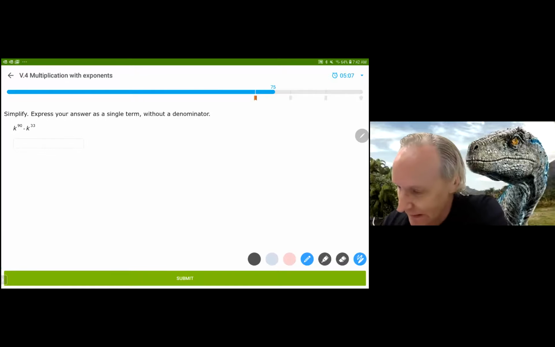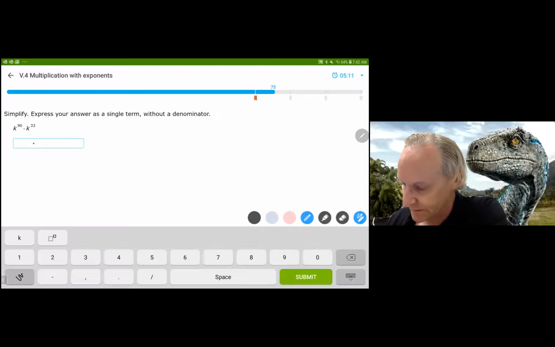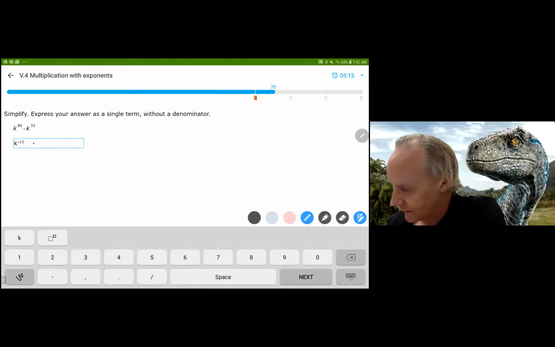All right, so remember, always check for the same bases. This, of course, is k raised to the 123. And looks like we are done there.